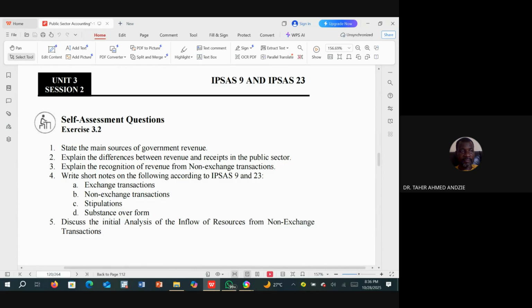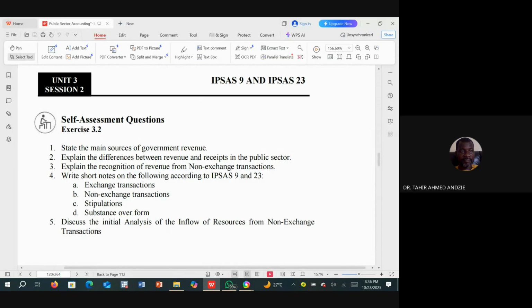Explain the difference between revenue and receipts in the public sector. Because receipt might not necessarily be revenue. So take notes: receipt cannot necessarily be revenue. If you receive money from somebody who has ordered goods and you have not supplied, that is a receipt, it cannot be revenue. Revenue is when the right and reward regarding that particular asset has been transferred to the customer.